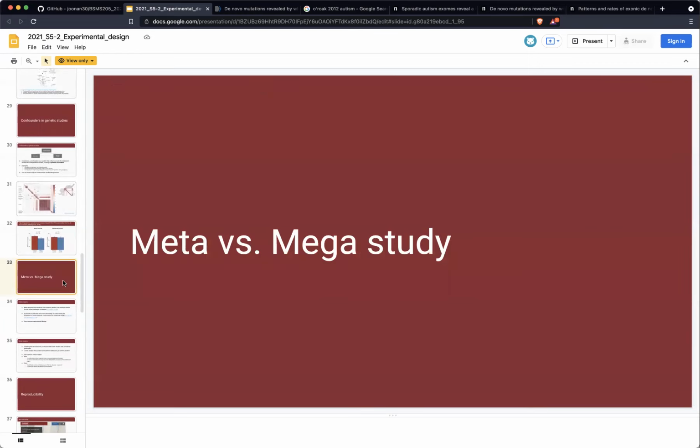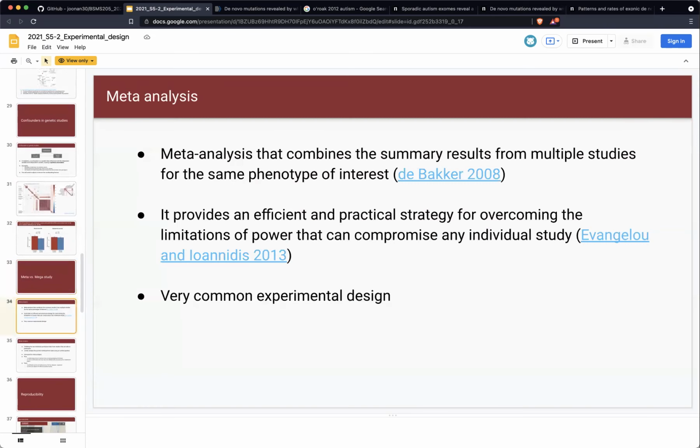Okay, another important consideration in experimental design is understanding the differences between the meta and mega study, right? So what is meta-analysis? Meta-analysis is combining the summary results from multiple studies for the same phenotype of interest, right? And meta-analysis basically provides a very efficient and practical strategy for overcoming the limitation of power. And you can basically see more results from meta-analysis.